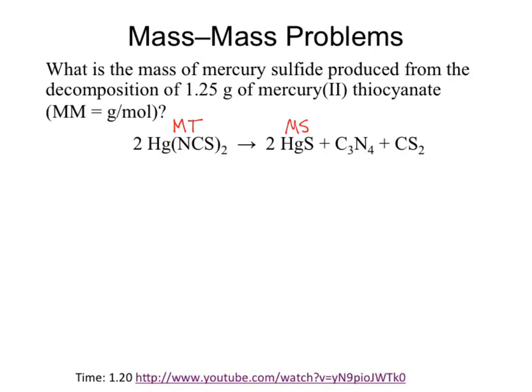So, where do we start our problem? We should check the equation, make sure it's balanced. I think I balanced it. Actually, I stole it from the internet, so hopefully they balanced it. Then we can start with what? All conversion problems, where do we start? What are we trying to get to? We want the grams of our mercury sulfide. What are we starting with?